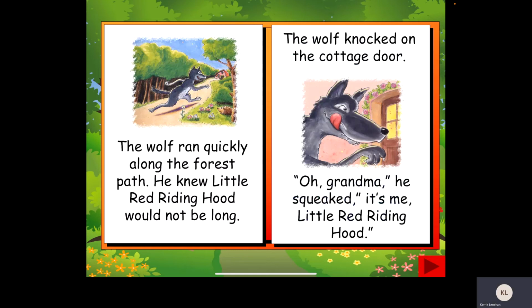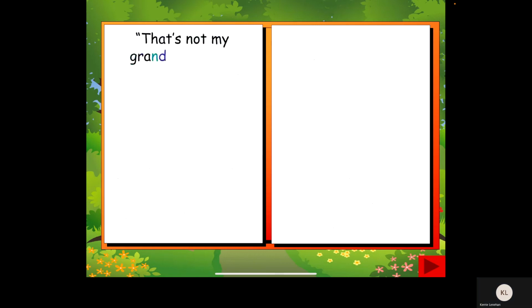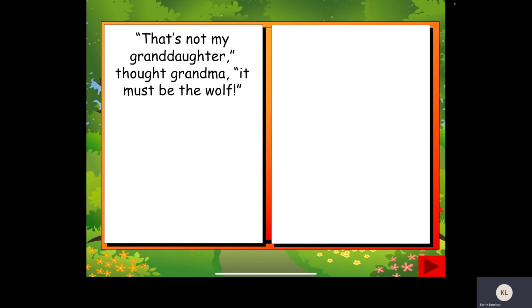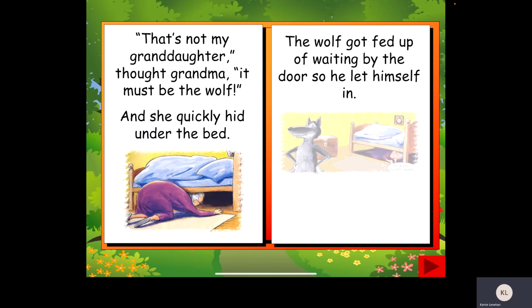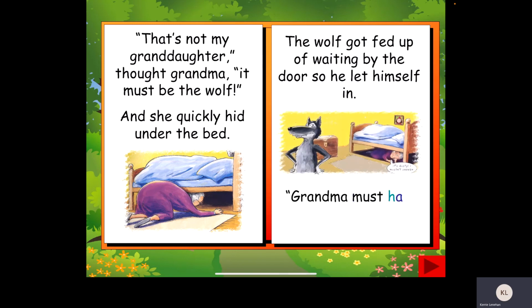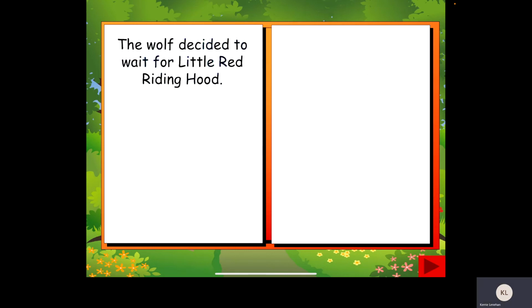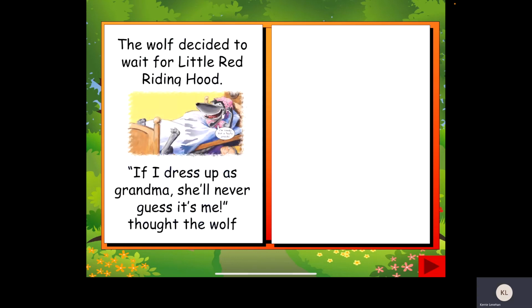"Oh, Grandma," he squeaked, "it's me, Little Red Riding Hood." "That's not my granddaughter," thought Grandma. "It must be the wolf." And she quickly hid under the bed. The wolf got fed up of waiting by the door, so he let himself in. "Grandma must have popped out," he thought. The wolf decided to wait for Little Red Riding Hood. I'll dress up as Grandma, she'll never guess it's me, thought the wolf.